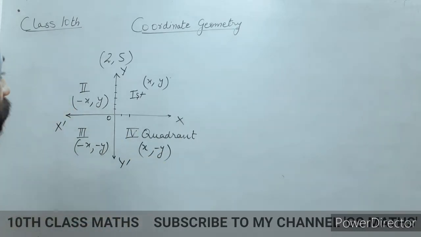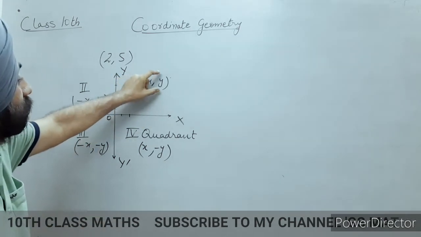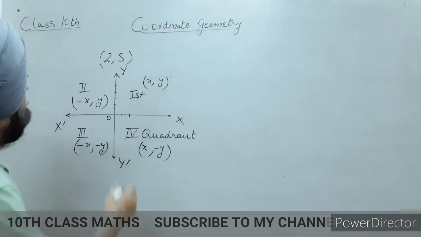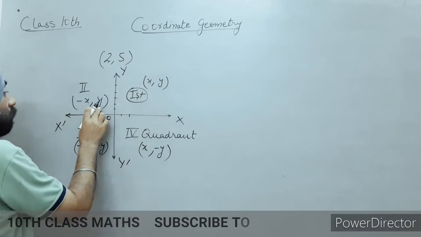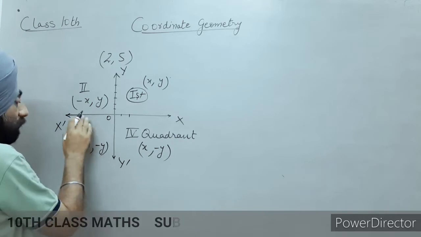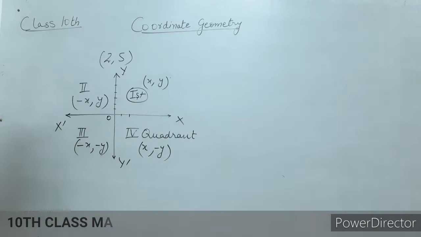This is the way we locate the points (x, y). If my abscissa is positive and my ordinate is positive, I will locate them in the first quadrant, right? I will plot them in the first quadrant. If it is (minus x, y), I will plot it here. If it is (minus x, minus y), it is in the third. And if it is (x, minus y), it is in the fourth quadrant.